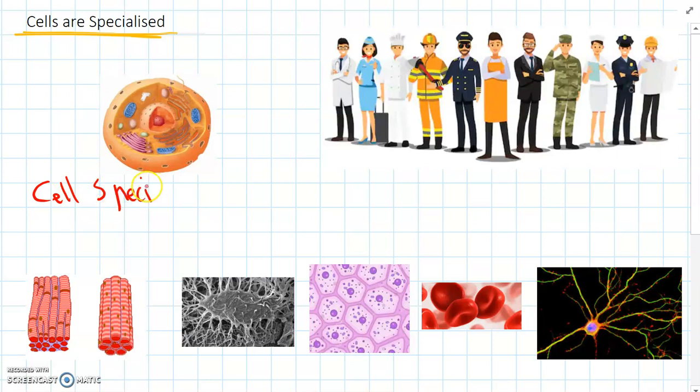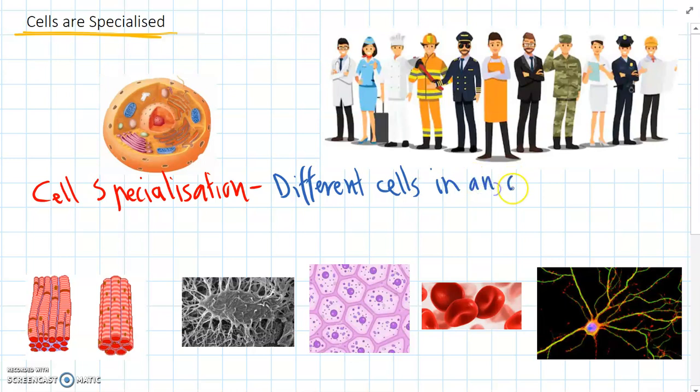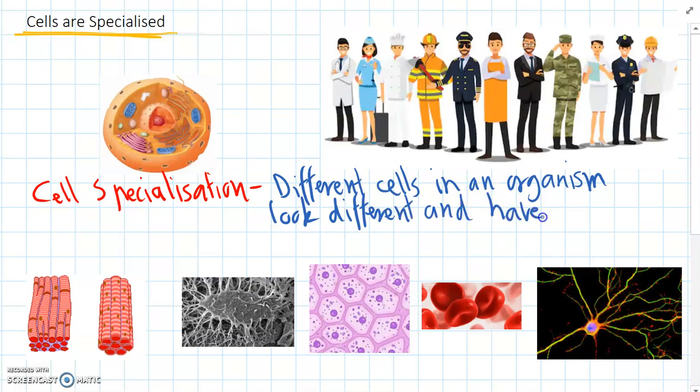So when we talk about cell specialization, what we're really saying is that different cells in an organism look different and they have different jobs to do. So different cells in an organism look different and have different jobs.